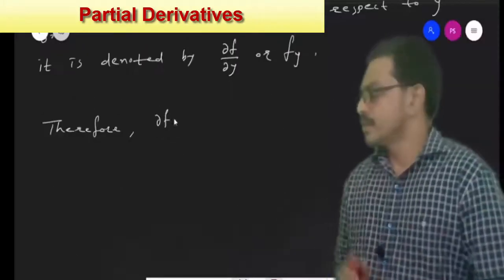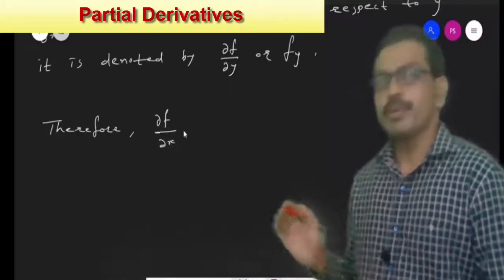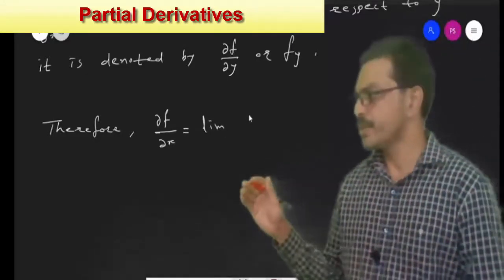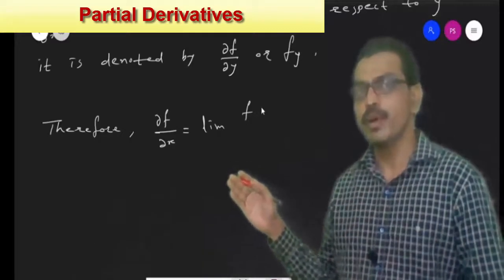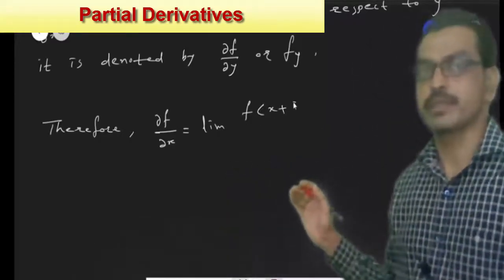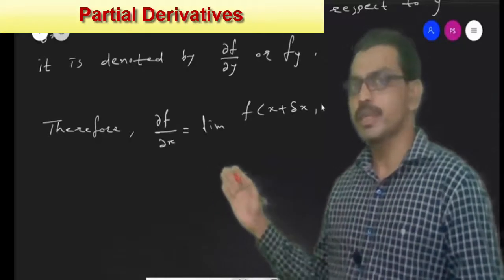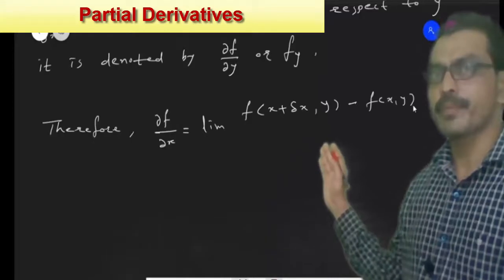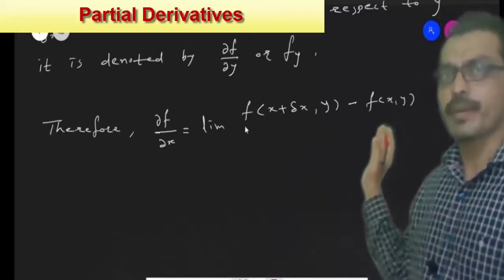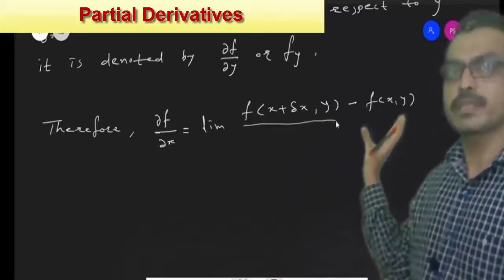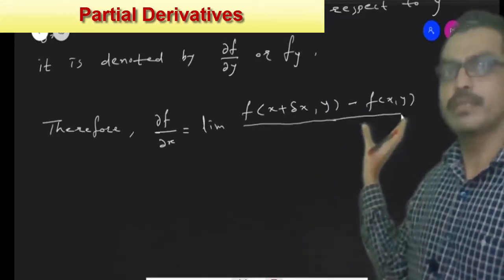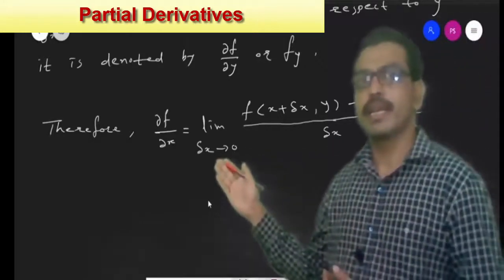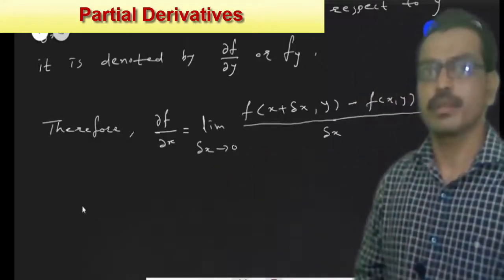Therefore, del f upon del x is equal to the partial derivative of the function f with respect to x keeping y constant. Therefore, it is the limit of f of x plus delta x comma y minus f of x y, where y is fixed, divided by delta x, as delta x tends to 0.